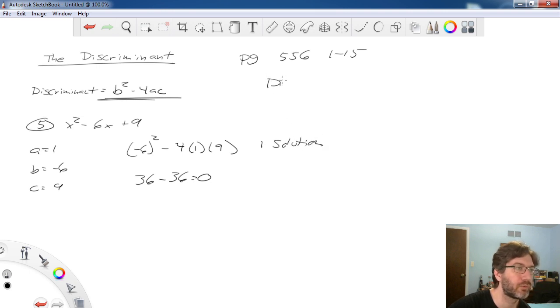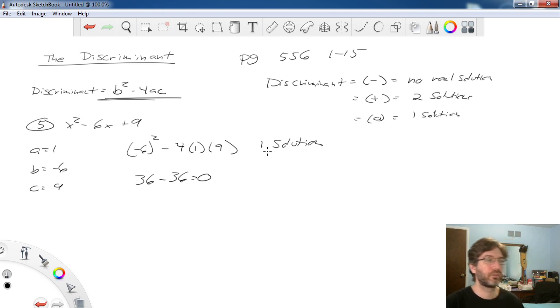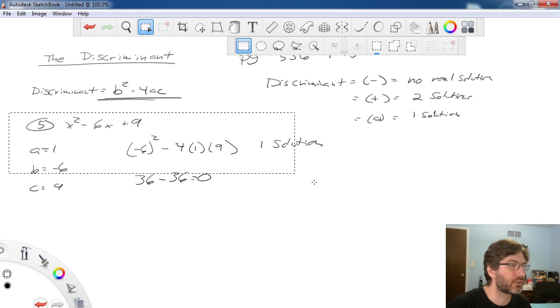Remember, if your discriminant is negative, you have no real solution. If it is positive, you have 2 solutions, and if it is 0, you have 1 solution. In this case, you have 1 solution. And I think number 6 has 2 solutions, so we'll see what that looks like.